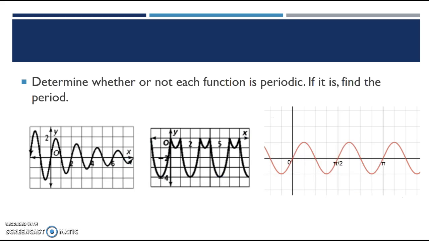So in looking at these two graphs, we would see that the two on the right are going to be periodic because they are repeating outputs and they are in a cyclical manner. The one all the way to the left is not going to be periodic because the y values aren't repeating. So yes, it is going up and down, but you can see that this graph all the way up here, we don't hit that point ever again. So it is not periodic.